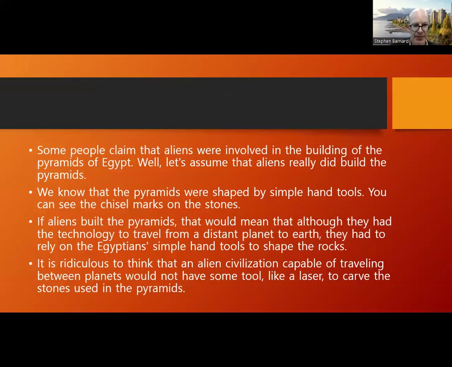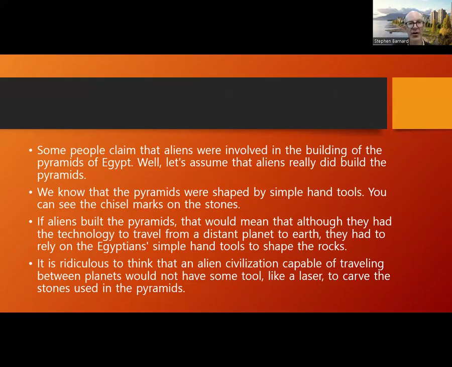If aliens built the pyramids, which would be P, not P, that would mean that although they had the technology to travel from a distant planet to Earth, the aliens had to rely on the Egyptians' simple hand tools to shape the rocks. It's ridiculous to think that an alien civilization that was capable of traveling between planets would not have some tool, like a laser, to carve the stones used in the pyramids.